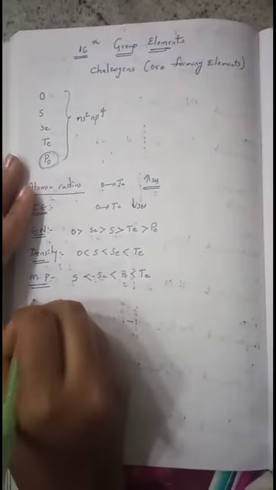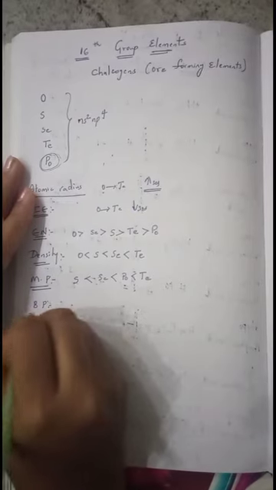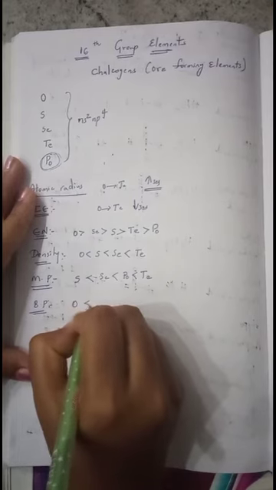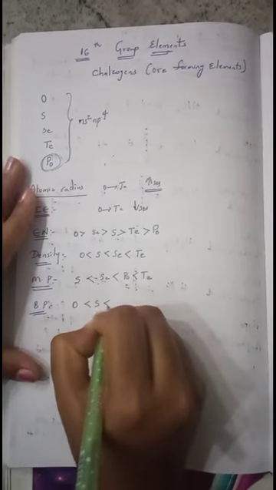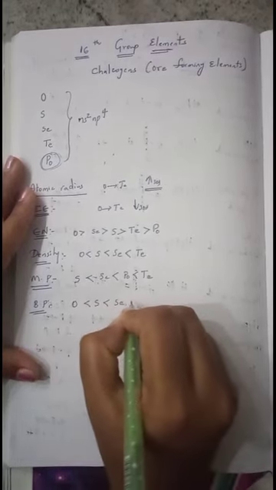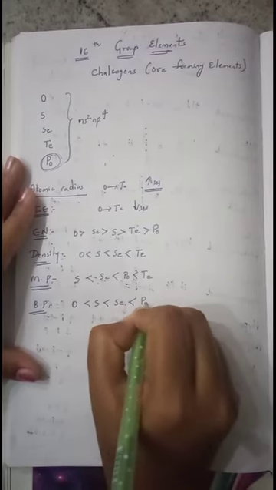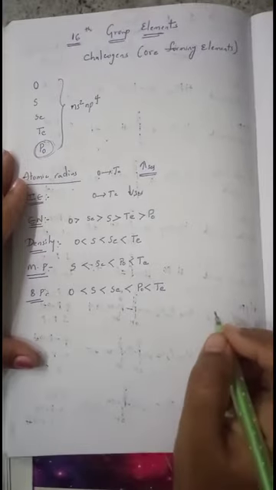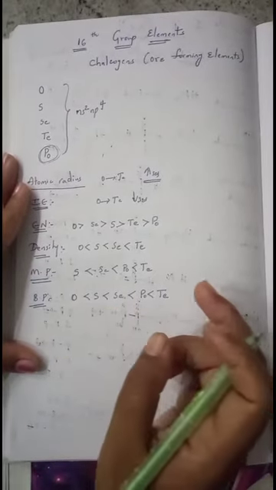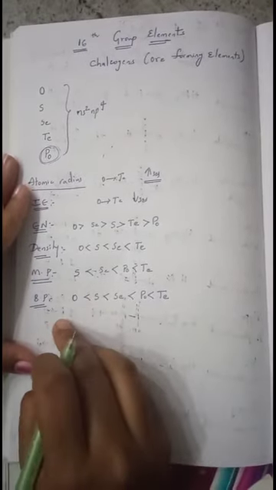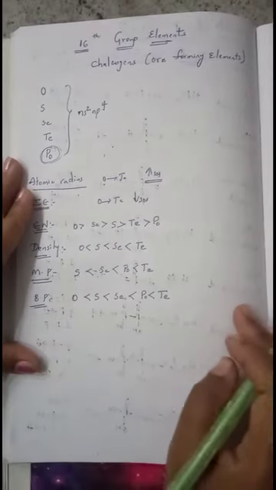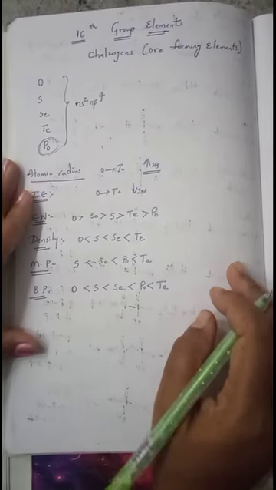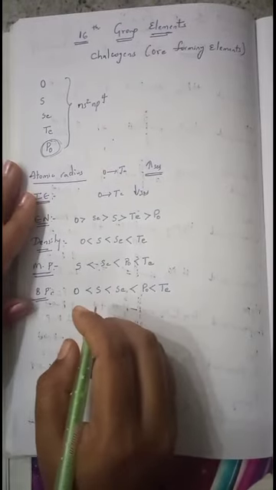Next one, boiling points. The boiling point order is: oxygen has a lower boiling point than sulfur, which has a lower boiling point than selenium, which has a lower boiling point than polonium, and finally tellurium has the highest boiling point. Remember, there will be slight changes in the melting points and boiling points of this group. Now we want to discuss their oxidation states and chemical reactivities.